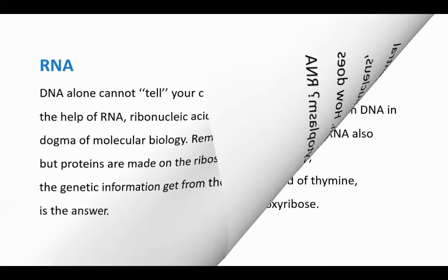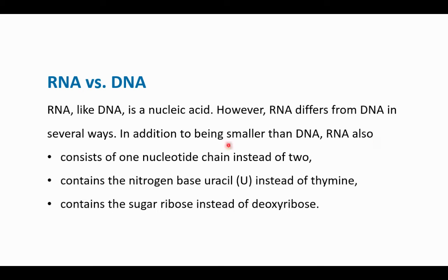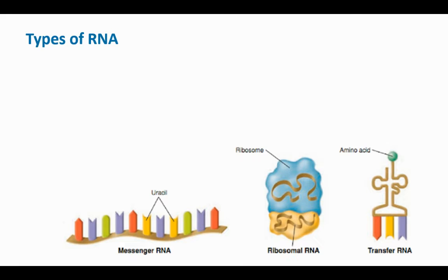Now, what is the difference between the two? We already mentioned that one of the sugar molecules is deoxyribose and the other is ribose. Aside from that, RNA contains one nucleotide chain, while DNA contains two. Then the base in RNA is uracil, while thymine is for the DNA. Here is the sugar again. Okay, so here are the different types of RNA.